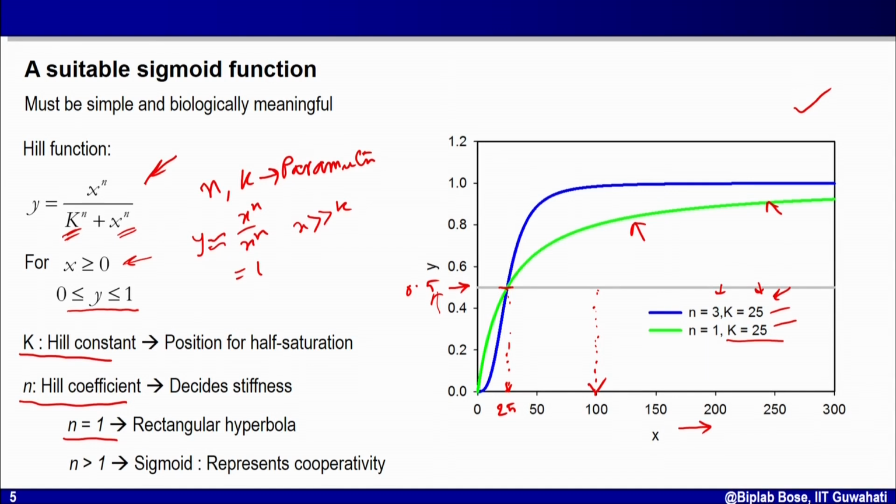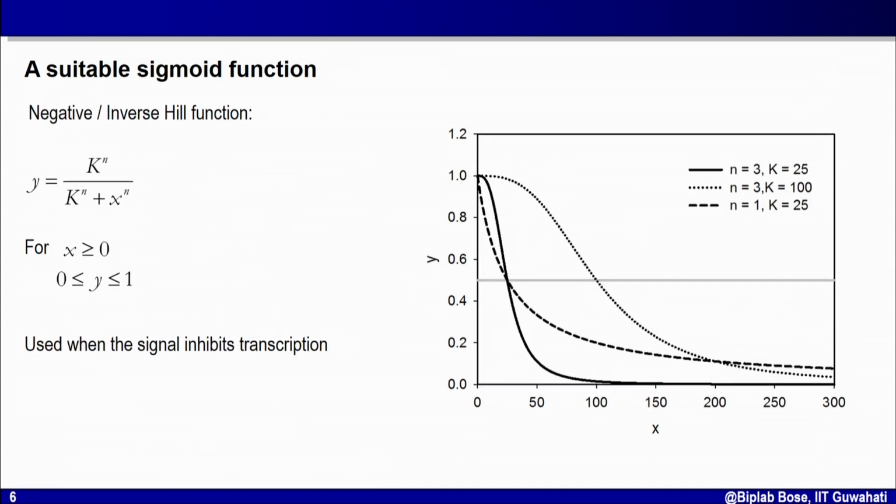So using these two parameters, k and n, I can manipulate the Hill function and get different sigmoidal behavior, and that helps me in my modeling. So I have a simple function y equal to x to the power n divided by k to the power n plus x to the power n, and just two parameters. I can measure these parameters from experimental data, and depending upon the value of n and k, this function gives me a large number of sigmoidal behaviors.